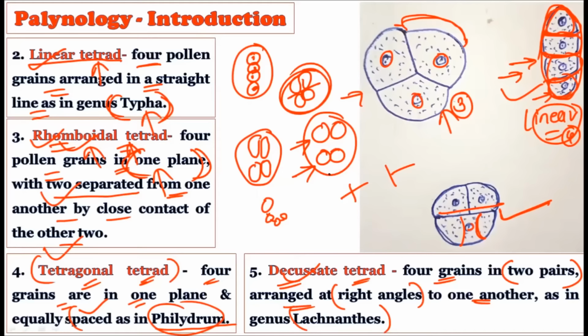Okay, so these are the five types of tetrads, in which the first is tetrahedral, the second is linear tetrad, third is rhomboidal, fourth is tetragonal, and fifth is the decussate tetrad. Okay, so you should carefully remember these five types of tetrad which are found in pollen grains, right?